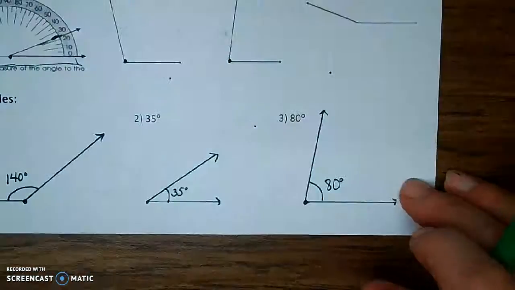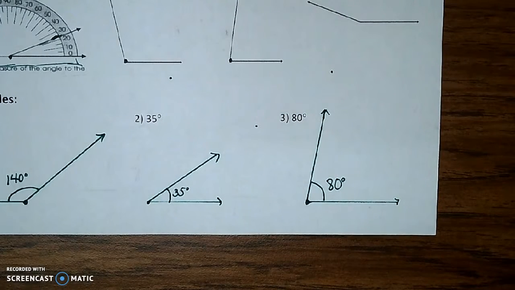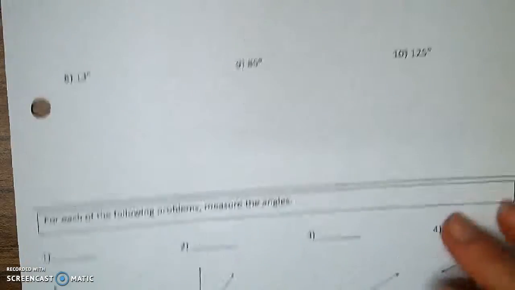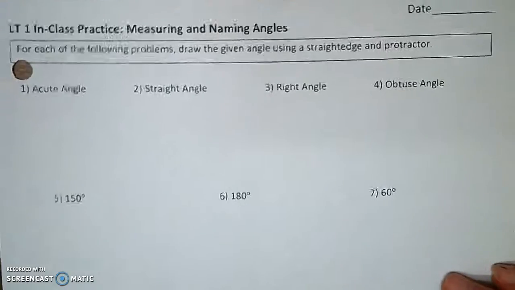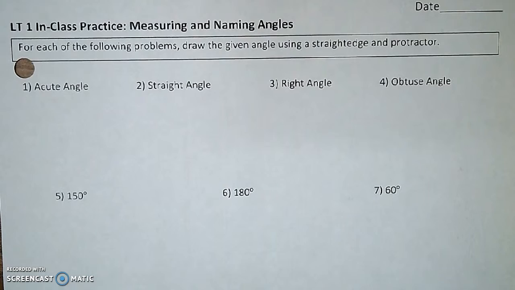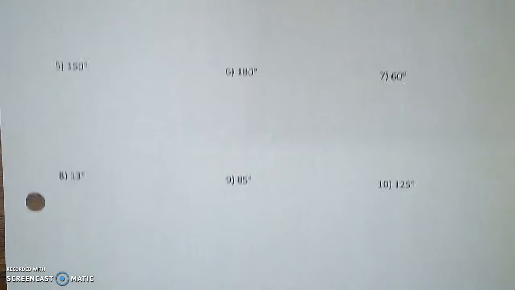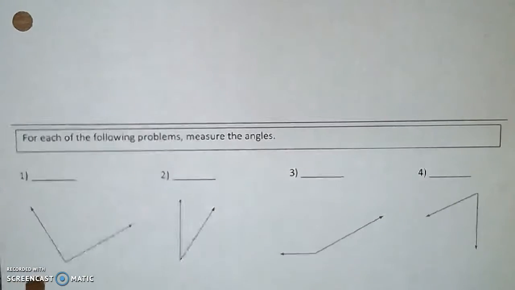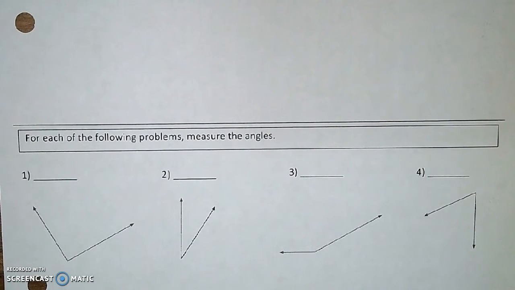So now the next paper that you should have to work on, if you don't, it's connected to the weekly agenda as well. It looks like this, and you're going to actually practice drawing those. The answer key is also attached in the weekly agenda. Check them out, see what they look like, and see if you match up. Have some practice with your protractor.